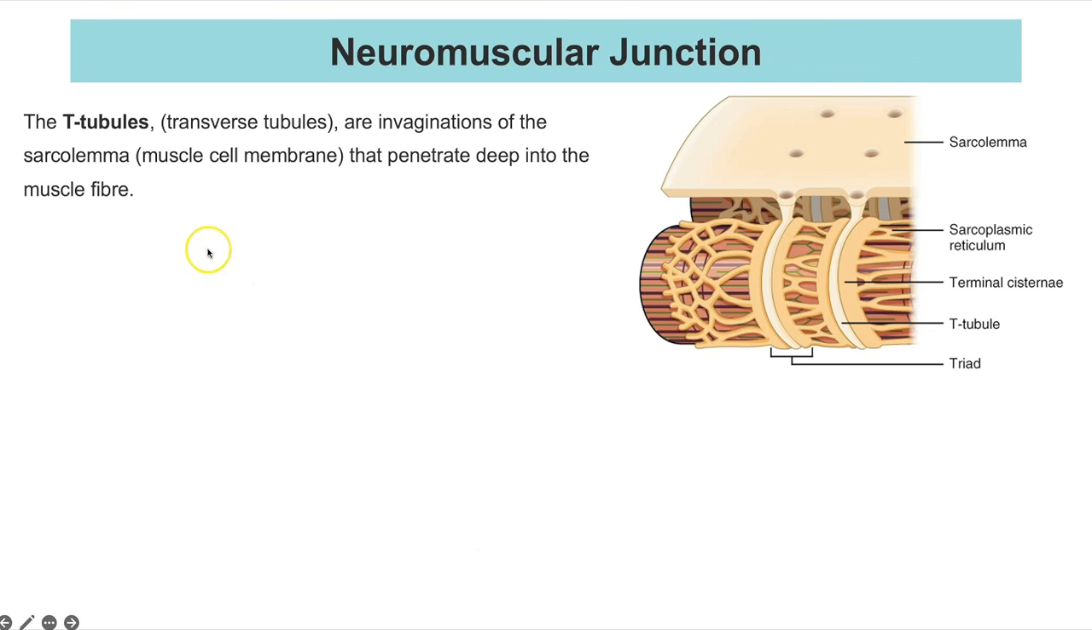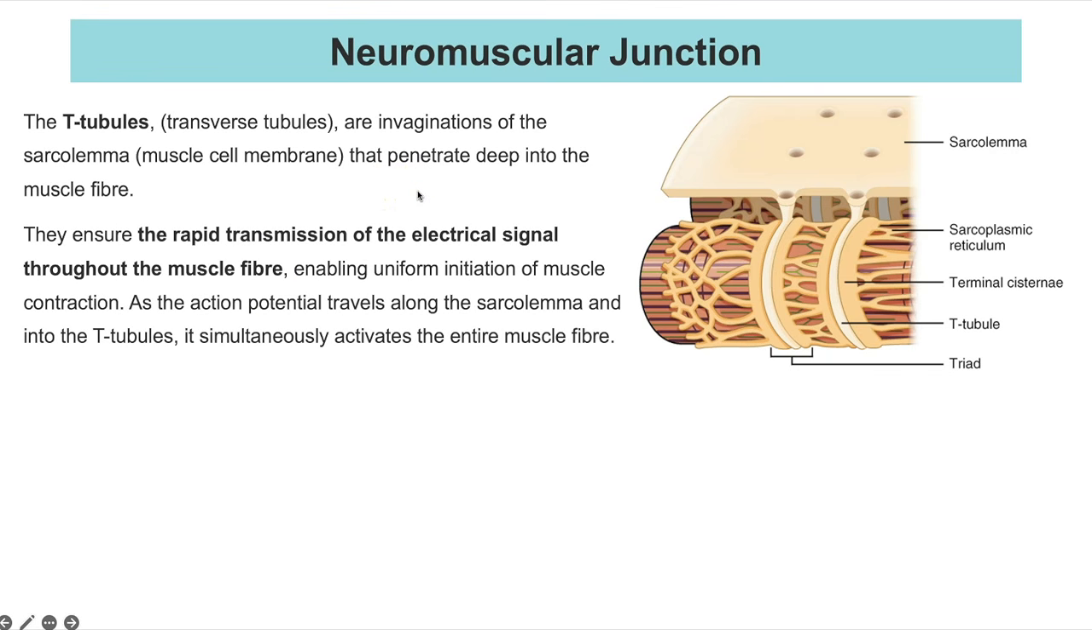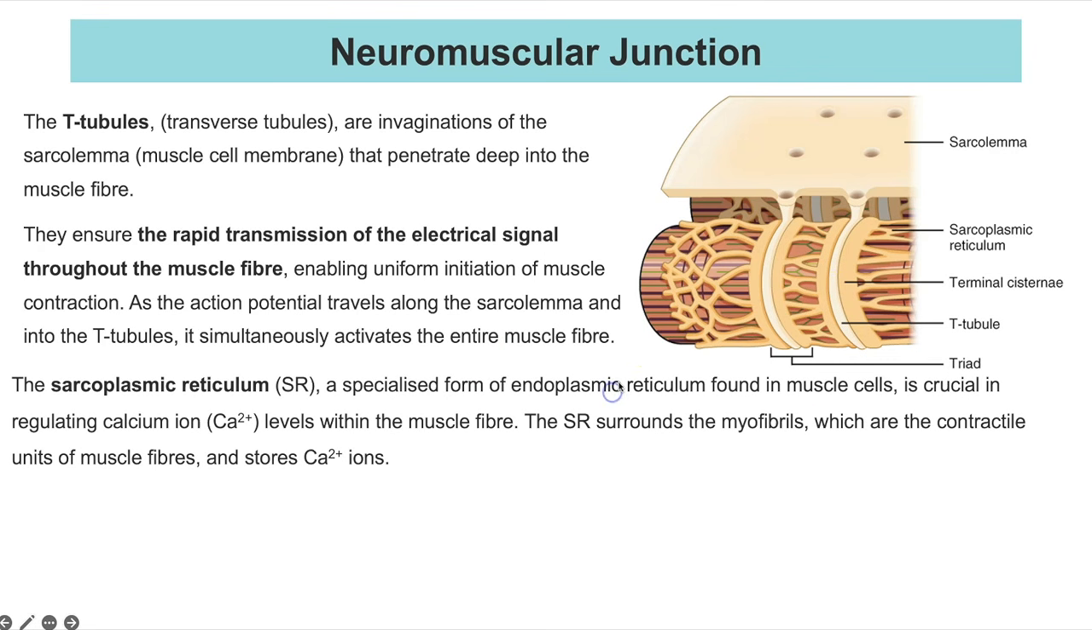So at that neuromuscular junction, we said that the action potential causes depolarization that reaches the T-tubule system. So T-tubules are these invaginations of the sarcolemma, which is the muscle cell membrane, that penetrate deep into the muscle fiber. And they ensure the rapid transmission of the electrical signal throughout the muscle fiber, enabling uniform initiation of muscle contraction. As the action potential travels along the sarcolemma, which we can see up here, and into these T-tubules, which are shown there, it simultaneously activates the entire muscle fiber.